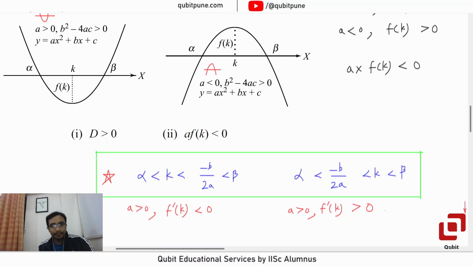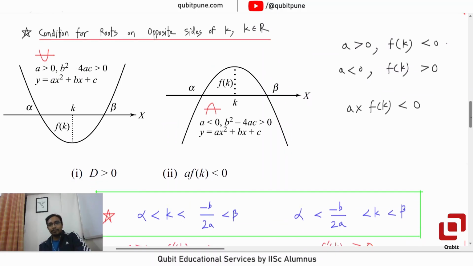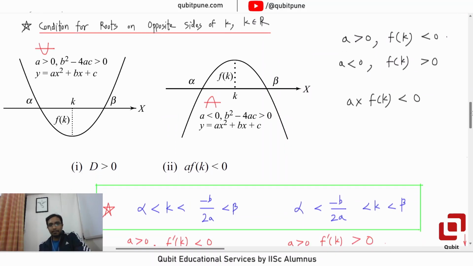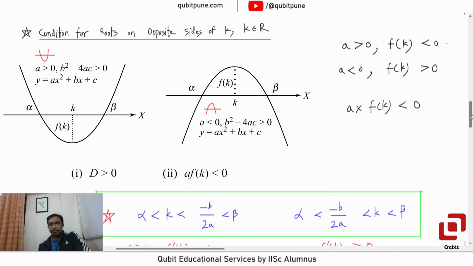Do you agree? And for a less than 0, here we must have f dash of k what? Positive. And here we must have, for a less than 0, f dash of k should be negative. Got it? Yes? Yes. Okay.